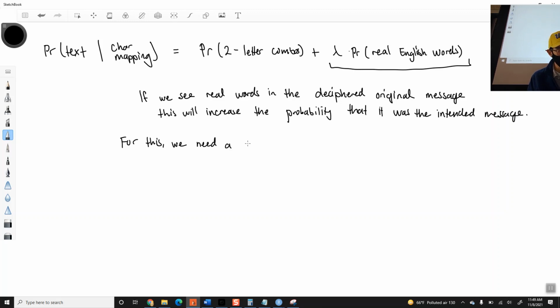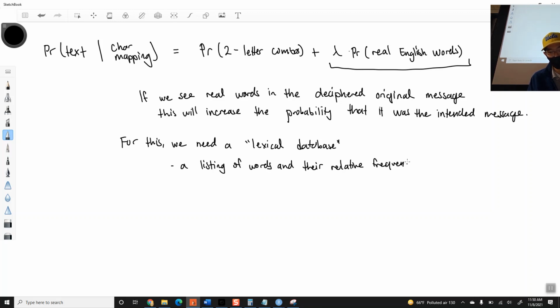we need a quote-unquote lexical database. Okay. And this will be a listing of words and the relative frequency in English. Okay, so I think the word the shows up around 0.0528 of the time, okay?